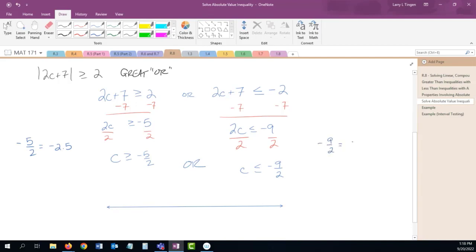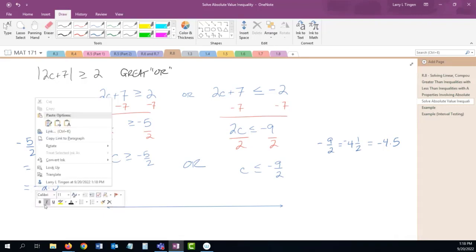-9/2 is what? 2 goes into 9 4 times with the 1 left over. So yeah, -4.5. Let me do that to the other side too to clear, just in case. There's nothing worse than trying to look at these notes after class and you can't figure out what in the world I meant.